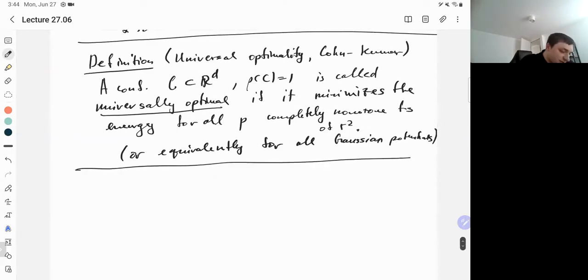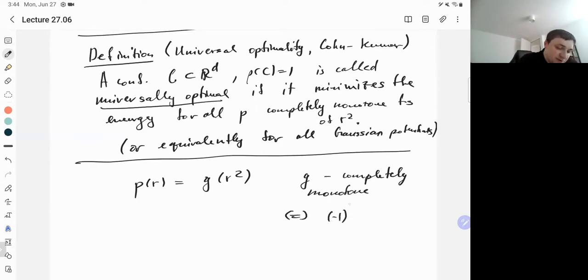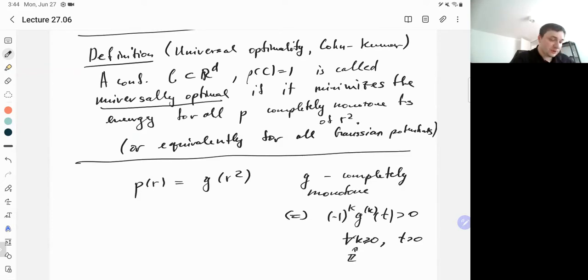But still, let me remind you. P of r is a function of r squared, and then P is said to be completely monotone if and only if its derivatives alternate in sign. So the k-th derivative is either positive or negative depending on the parity of k, for all k, well, here k is an integer. Okay.